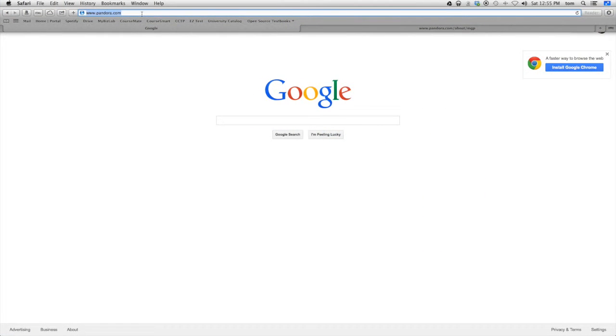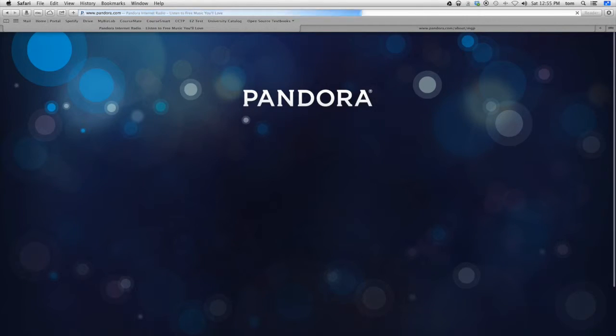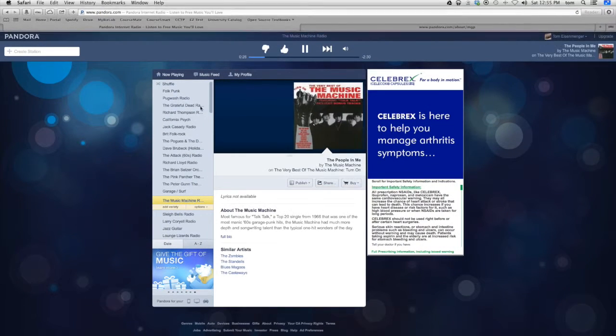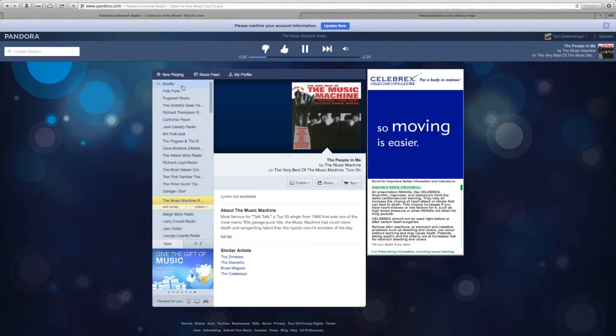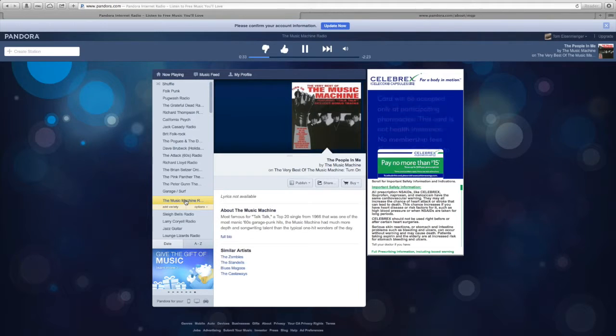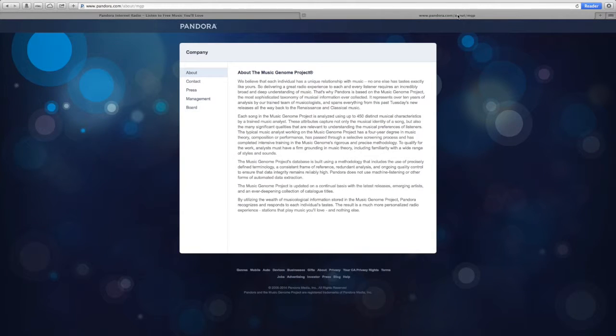So let's take a look at Pandora. I'll go ahead and load it. I think most of you are probably familiar with this service. I'm a Pandora user. Currently the Music Machine radio station is playing, so I'm a little bit into 60s garage stuff. But anyway, the interesting thing about Pandora, of course, is the Music Genome Project.